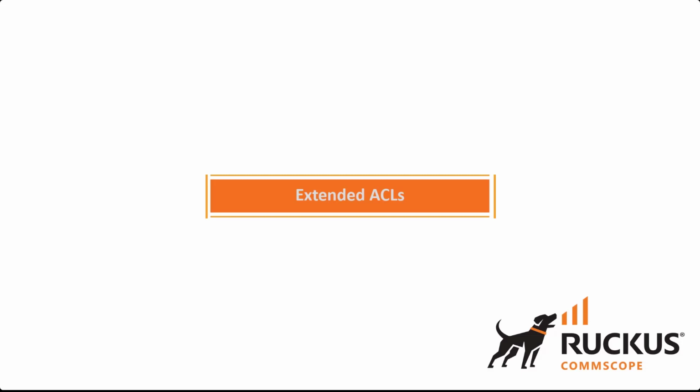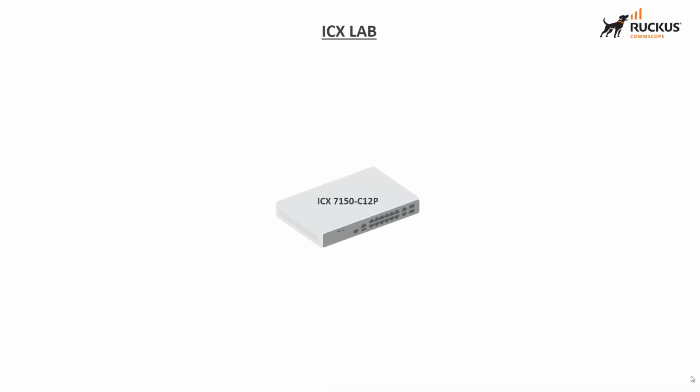Today I'm going to do a quick demonstration on how to configure an extended or a named access control list on an ICX7150 switch. And to do this, the easiest way is for me to start out and introduce my lab environment to you. I have a single ICX7150 C12P switch in the lab. I have two VLANs configured, VLAN 10 and VLAN 20, and they are untagged in certain ports, as you can see.